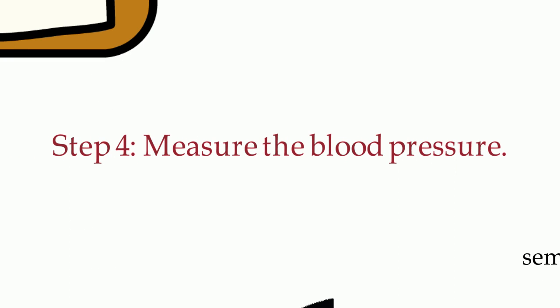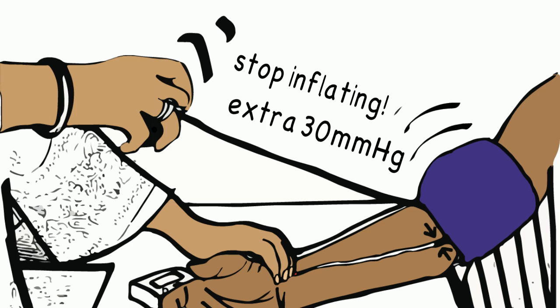Step 4. Measure the blood pressure. There should be no talking while the blood pressure is being measured. You will need to inflate the cuff by squeezing the bulb on the semi-automated devices. Be sure to inflate an extra 30 millimeters of mercury above the level where you can no longer feel the pulse.